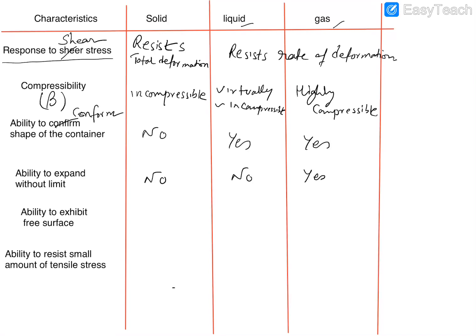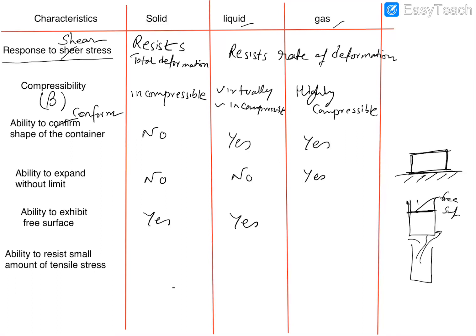Another characteristic is ability to exhibit a free surface. For a solid, if somebody is placed on a floor, there is a free surface which is forming, interacting with the outside environment or maybe the floor. So it has a free surface. You put a glass of water, you see that there is a free surface formed. So in liquid also you have a free surface, and in solid you also have. But you put a gas inside this same glass, you see the gas is all escaping out. It doesn't exhibit a free surface.